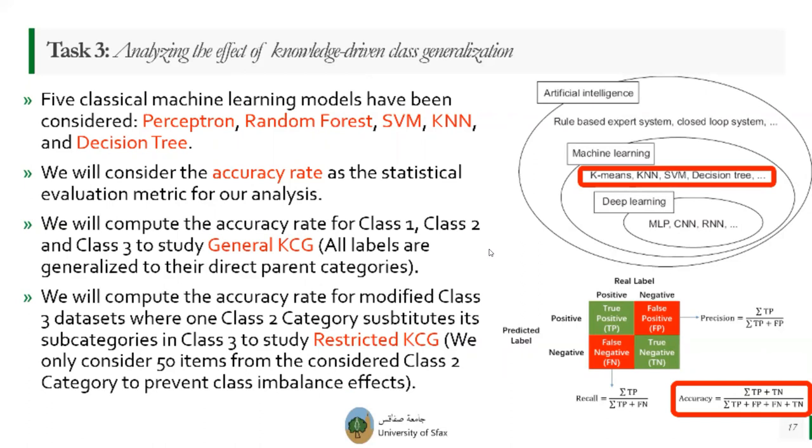We will then compute the accuracy rate for modified class 3 datasets where one class 2 category substitutes its subcategories in class 3 to study restricted knowledge-driven class generalization. We will only consider 50 items from the considered class 2 category to prevent class imbalance effects.